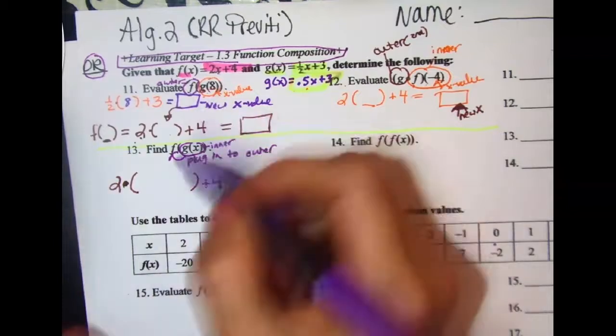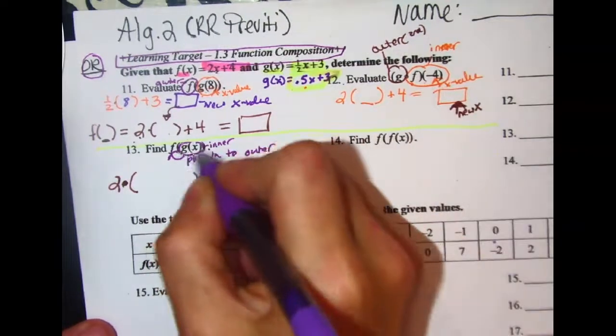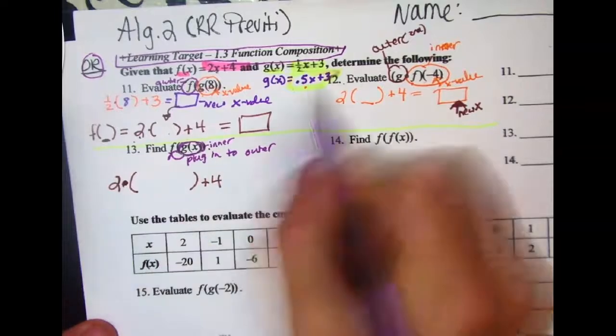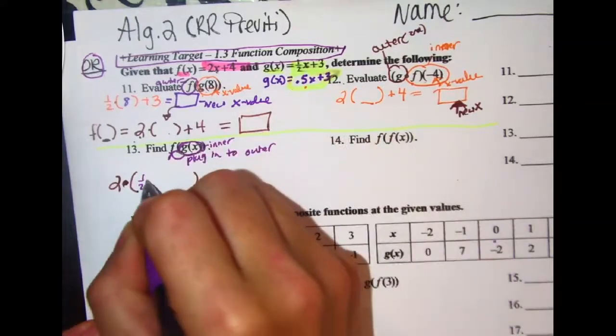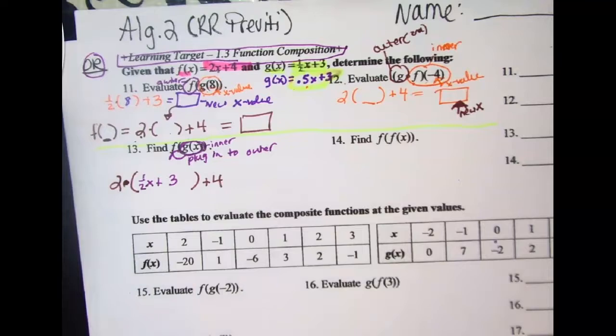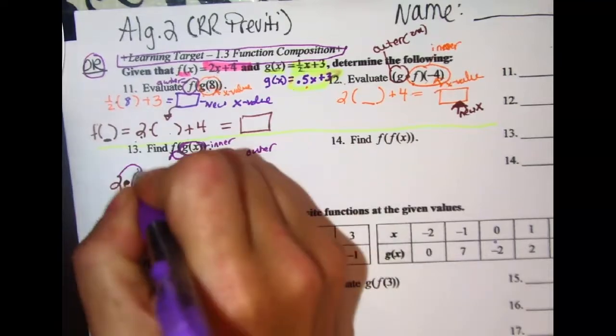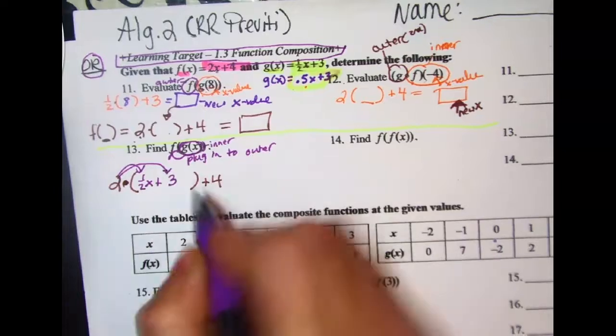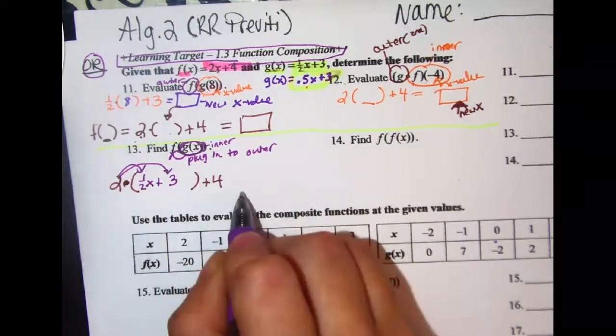And our inner function is what we have to plug in there because we're not given a number. So I plug my g in there, which is 1/2 x plus 3. And then we know with these, each time we're going to distribute only to what's in the parentheses, and then combine like terms and simplify.